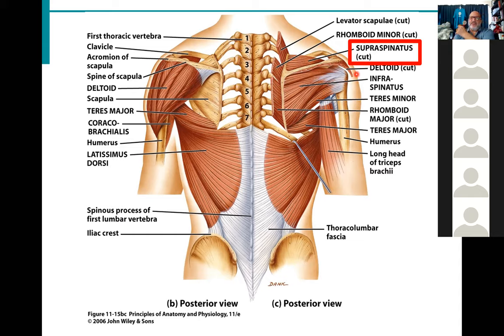However, what's interesting about this one is that because of its angle, it's only good for abducting about 15 to 20 degrees. After that, it's the deltoid that is able to abduct it the rest of the way. Someone used the example in the last class of the chicken dance for the deltoid. This is really the one that allows you to do the chicken dance, because the chicken dance only lets you bring the arms up about 10 or 15 degrees at the wedding. So this really is the chicken dance muscle, the one that only abducts the arm about 15 to 20 degrees. All right, so that is the supraspinatus.